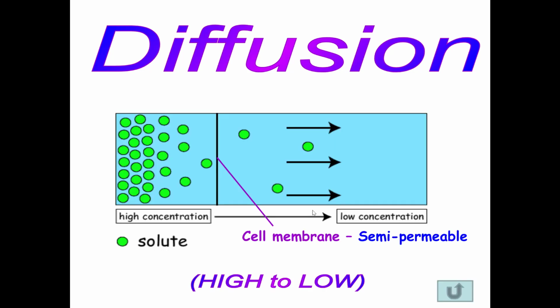So diffusion is the same thing like that. On your paper, you're going to write high concentration and then low concentration. We're going from an area of high, where we have a lot of molecules, to an area of low. Now, the line here represents a cell membrane that's semi-permeable. Remember, we talked about this yesterday, that some can move. So this is saying that all these green dots are able to move across the cell membrane. Okay.